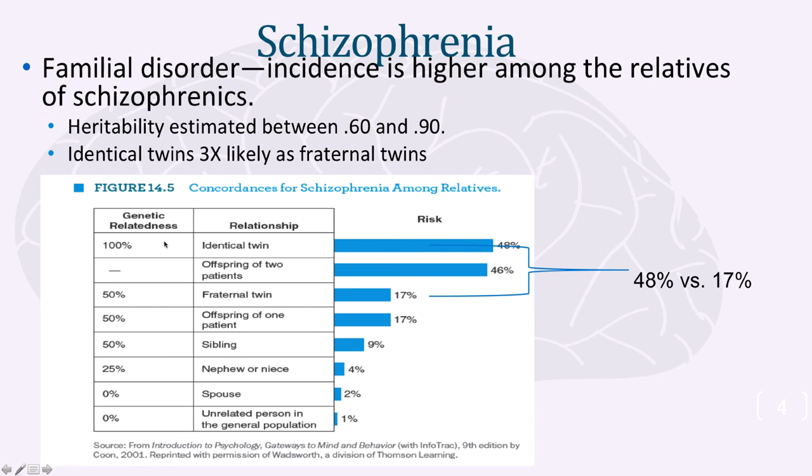However, given that these individuals are 100% genetically identical, we don't see a 100% concordance rate, right? So that tells us that there's more going on with schizophrenia than just genetics. So environment is going to certainly be a factor.